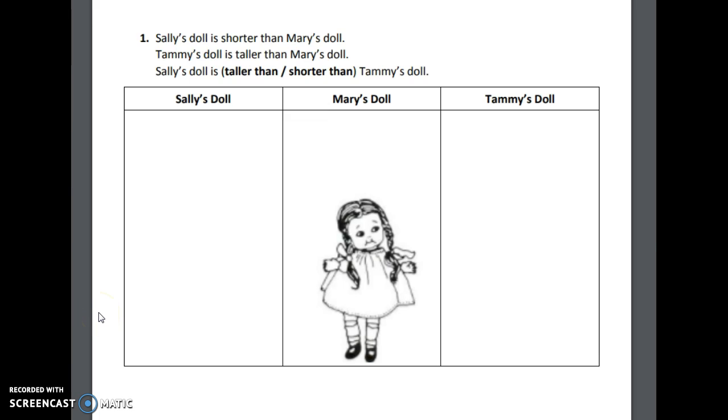Question 1 says, Sally's doll is shorter than Mary's doll. So in this box, draw what Sally's doll looks like. The next part says, Tammy's doll is taller than Mary's doll. So in this box, you're going to draw what Tammy's doll looks like.